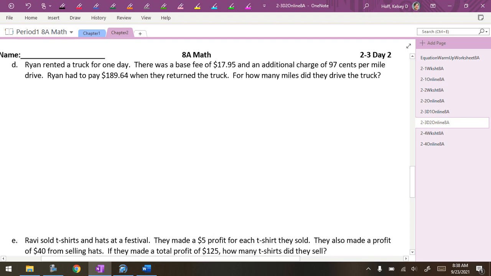Ryan rented a truck for one day. There was a base fee of $17.95 and an additional charge of 97 cents per mile driven. Ryan had to pay $189.64 when they returned the truck. For how many miles did they drive the truck?